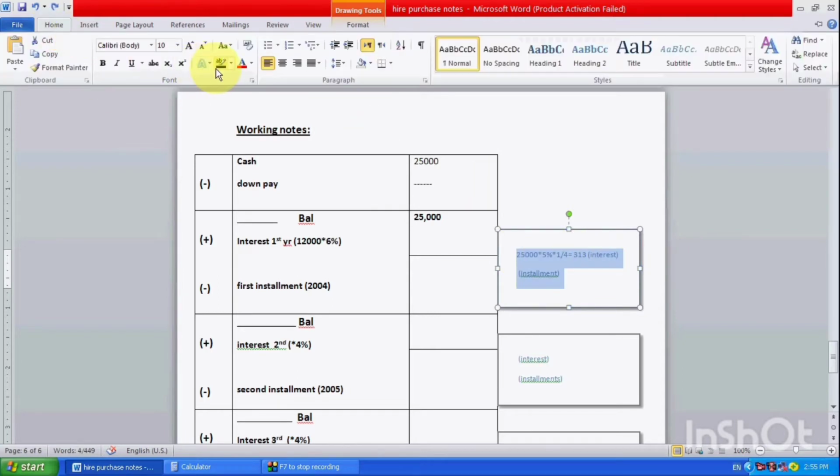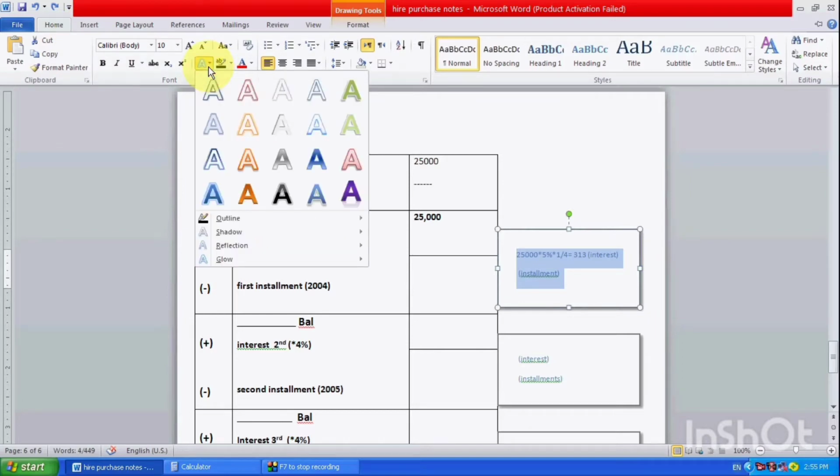Alright. So 25,000 into 5% into 1 divided by 4. So this is the first quarter. We are taking it for the first quarter.